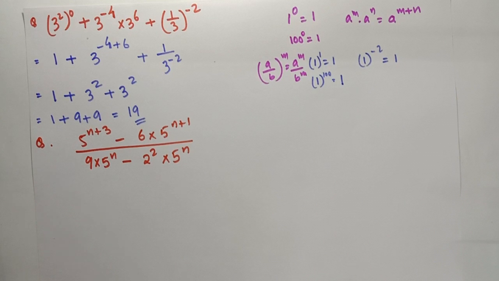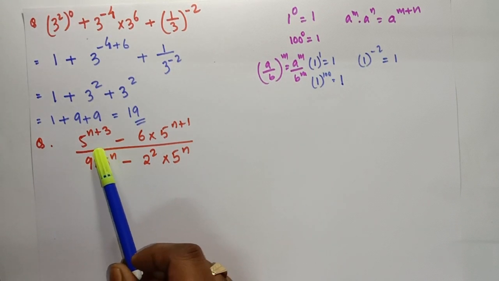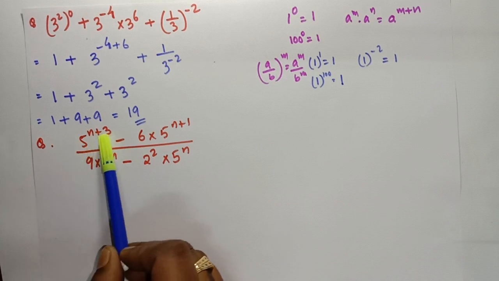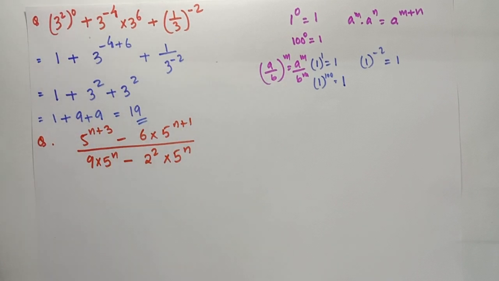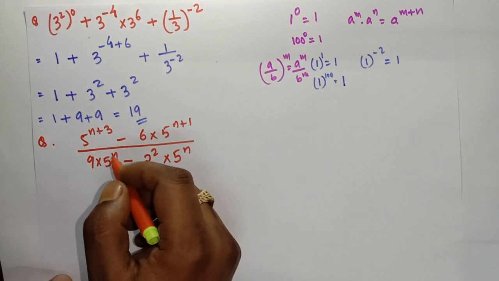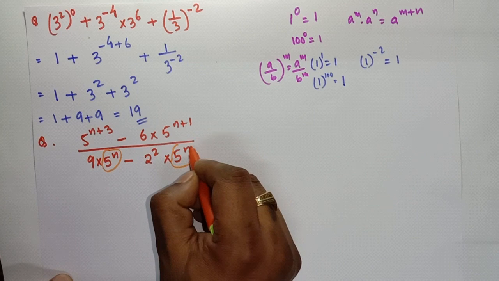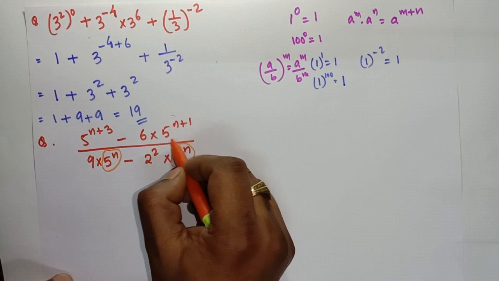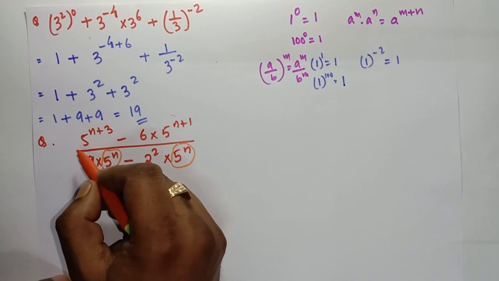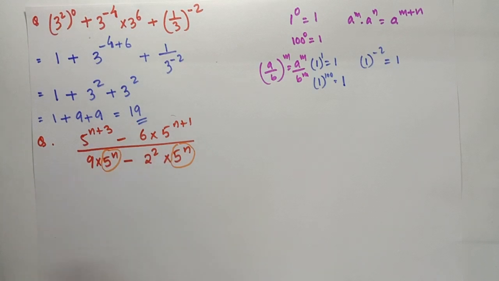Here you can see our next question. We have already solved this type of question in my previous video. So you can see here 5 to the n, 5 to the n. In this question, this side we have 5 to the power n, and this side also we have 5 to the power n. If you see nicely, this side also we have 5 to the n, and this side also I have 5 to the n. But we have to use one rule.